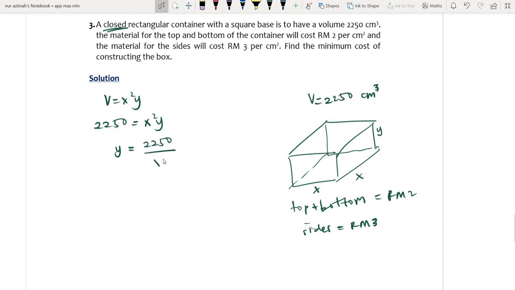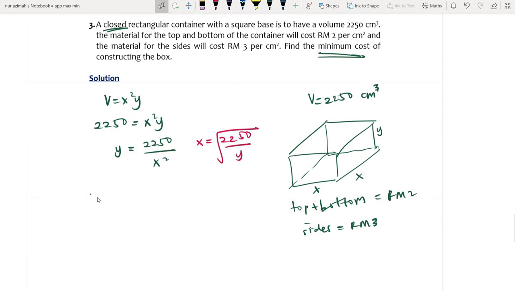2250 over X squared. It will be much easier to have our equation in terms of X, because if you let Y be the subject, you will have X in terms of 2250 over Y under a root. It will be much easier for us to do it in terms of X rather than Y, because it won't involve a radical. Okay, so right now we need to find the minimum cost for the box.